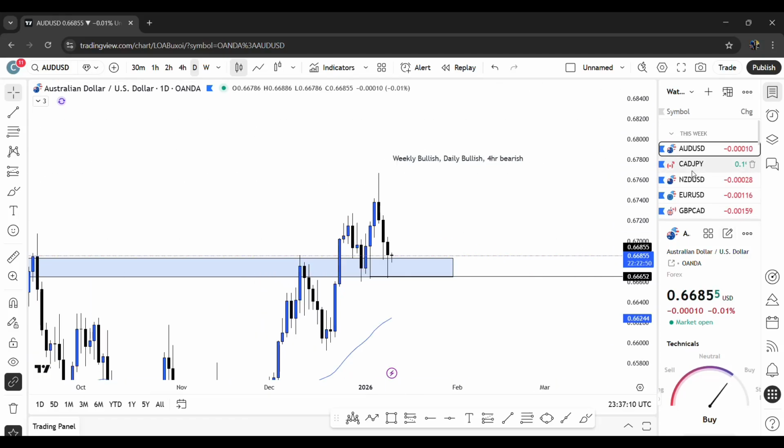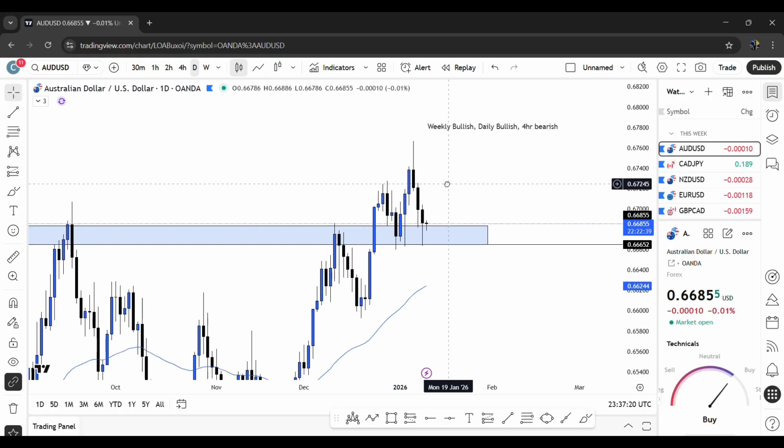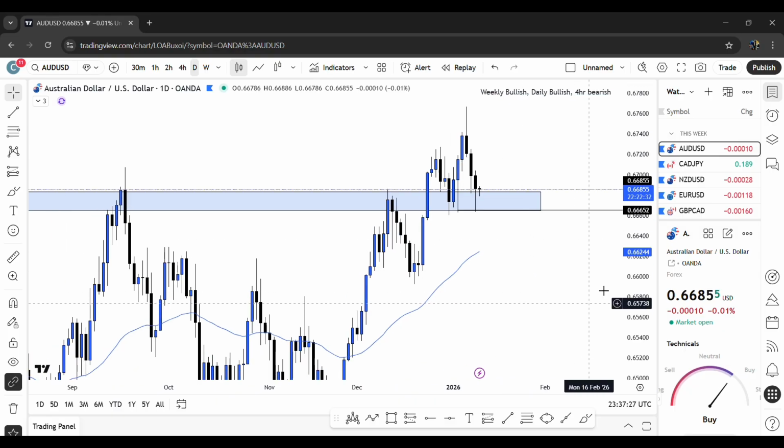So these are the 5 markets we are looking to trade. We'll go through all of them one by one. First one is AUD USD. AUD USD is one of my favorite markets this week because it's very clear.